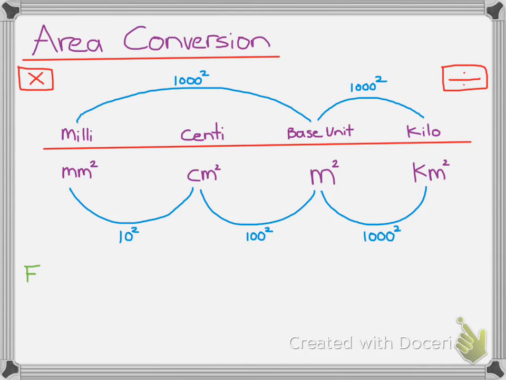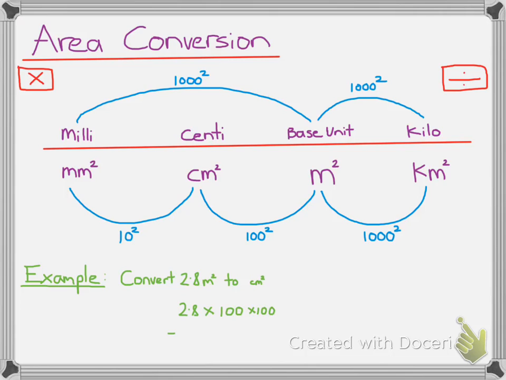Here's a quick example. Convert 2.8 meters squared to centimeters squared. So if I start in the meters squared column and move to the left to the centimeters squared, notice that I'm going to times by 100 and do that twice. Common mistake is only to do it once, but if you square a number, it means multiply it by itself. 100 squared means 100 times 100.